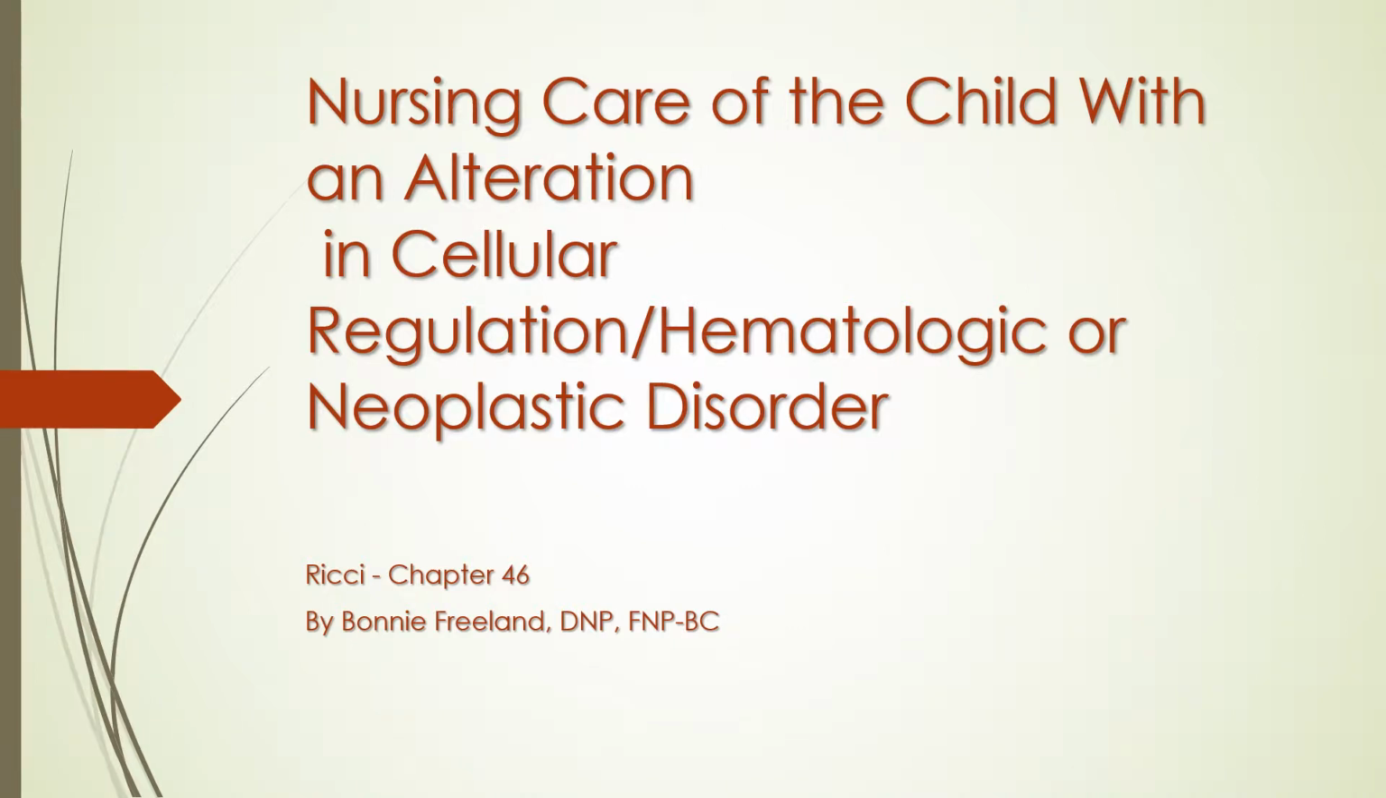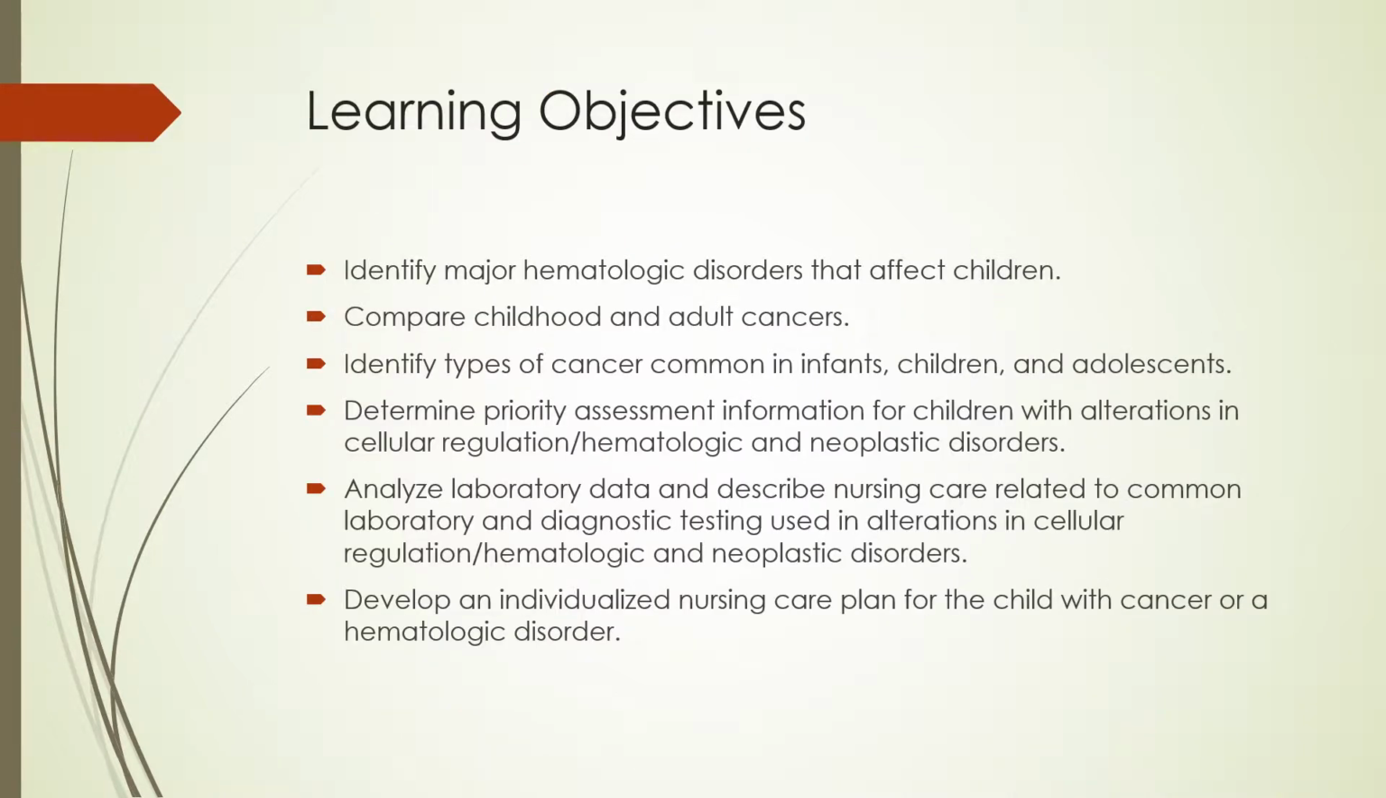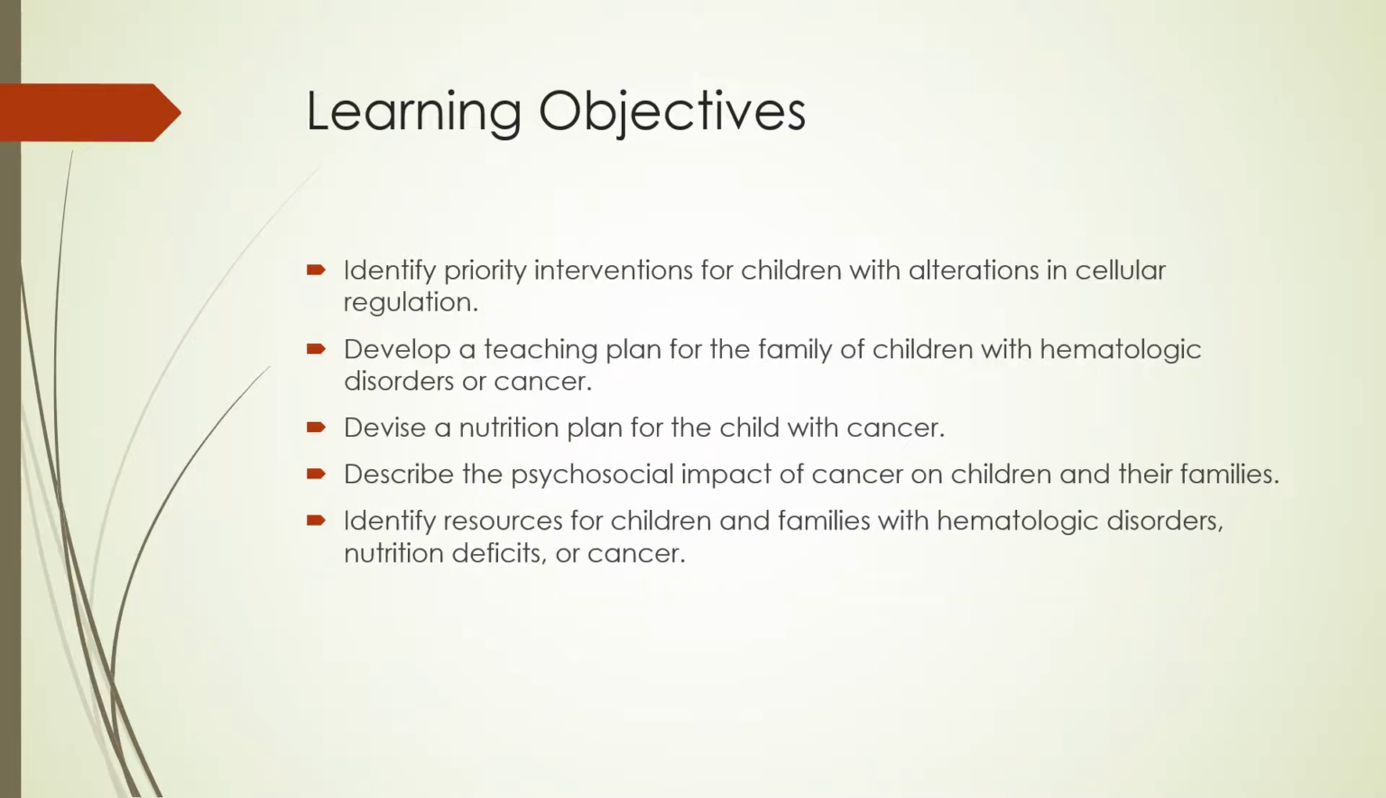We're talking about children with disorders in cellular regulation, hematologic or neoplastic disorder, fancy way of saying they've got a blood problem or they've got cancer. These are your learning objectives. We're going to learn about the major hematological disorders and look at comparing childhood and adult cancers and what cancers are most common in children. Priority assessments, lab data, care planning, interventions, teaching, nutrition, psychosocial, and resources available.